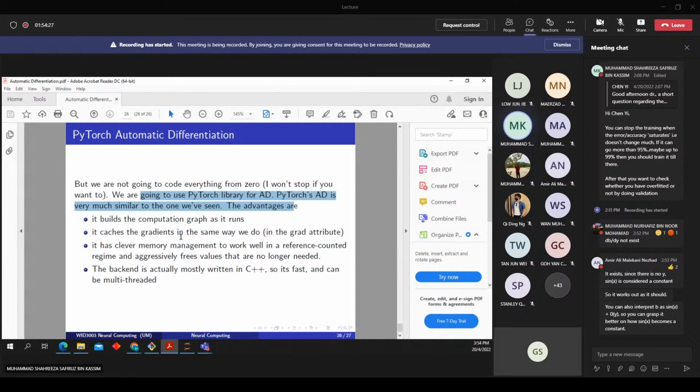PyTorch automatic differentiation builds the computation graph as it runs. So you don't have to build first and then do the calculations. It builds as it runs, and it caches the gradient in the same way. It has clever memory management, and PyTorch's backend is actually written in C++, so it's fast and can be multi-threaded.